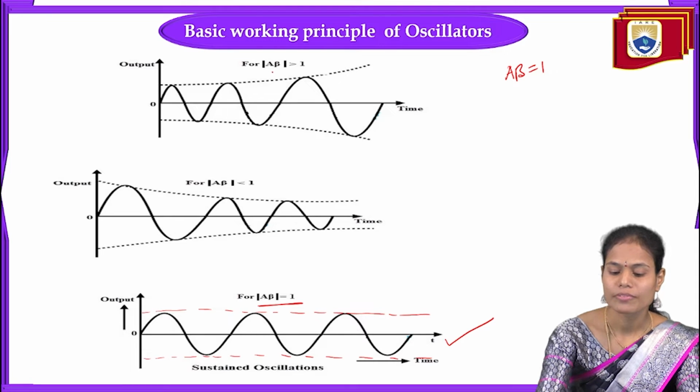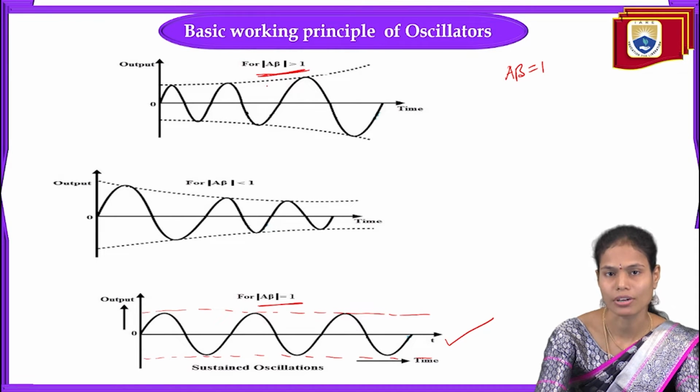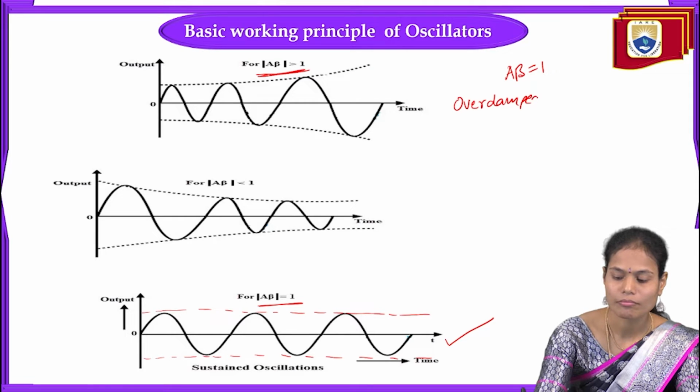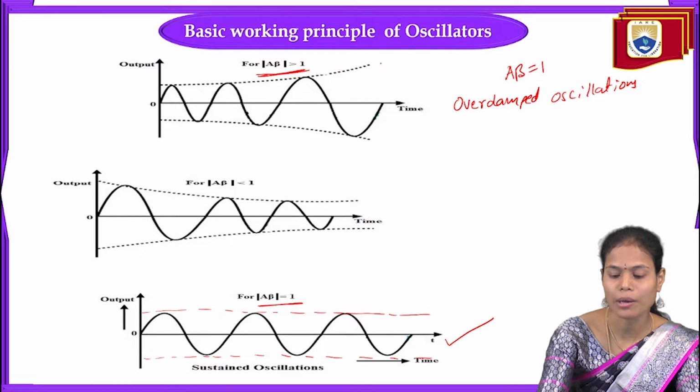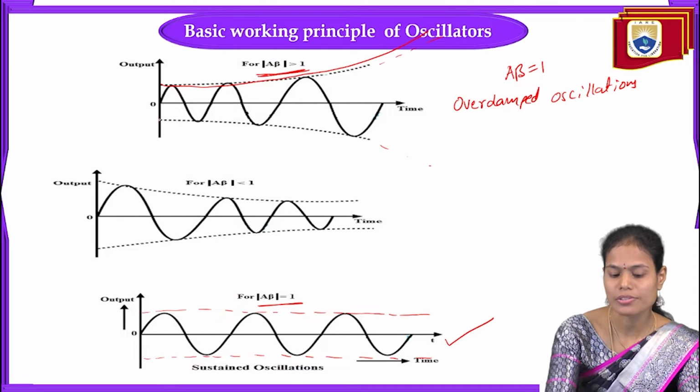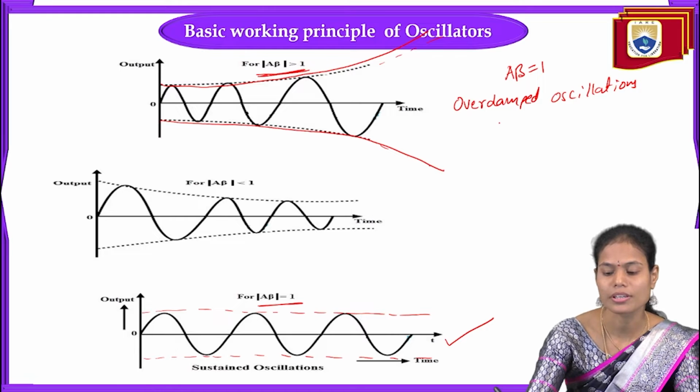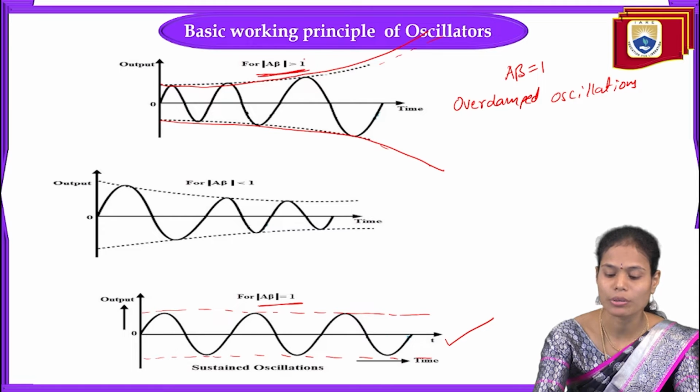But if this A beta value is greater than 1, suppose we maintain this value as greater than 1, we will get overdamped oscillations. In overdamped oscillations, as time progresses, the amplitude of the signal keeps increasing here. That we can achieve whenever we maintain the open loop gain value as greater than 1.